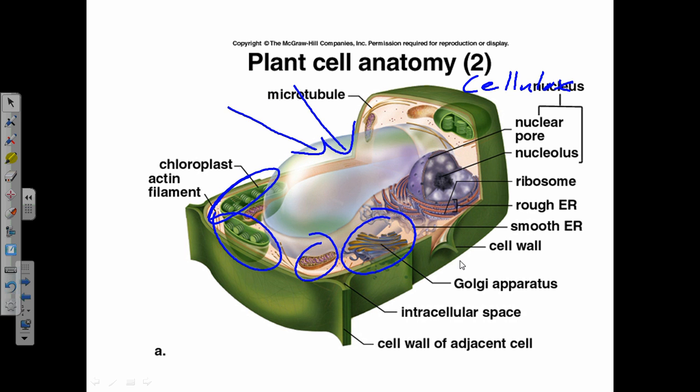So for the test tomorrow, make sure you know what each of the organelles does. Make sure you know some differences between plant and animal cells. Make sure you know some differences between prokaryotic and eukaryotic cells. And make sure you know the parts of a microscope and what they do. And also you know how to use the microscope. If you know those things, you will do very well on tomorrow's test.